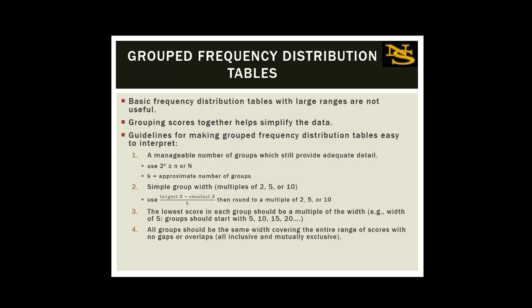And you want to make sure that all of your categories are the same width. You also want to make sure that you include the full range of scores in your data set without any overlap. So there shouldn't be a value in your data set that falls into more than one group. That's referring to it being mutually exclusive. But you also want it to be all inclusive. You cover the full range of scores in your data set.